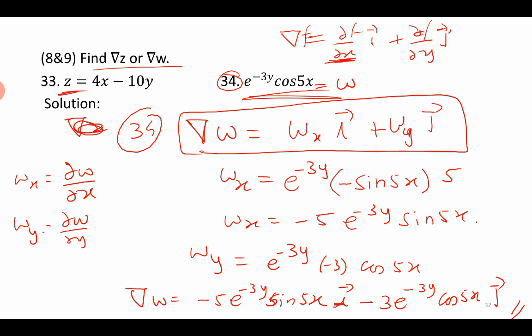Gradient dot product with the unit vector will be the directional derivative, and you just practice similar type problems from your textbook and then solve the upcoming quizzes and assignments. Thank you very much.